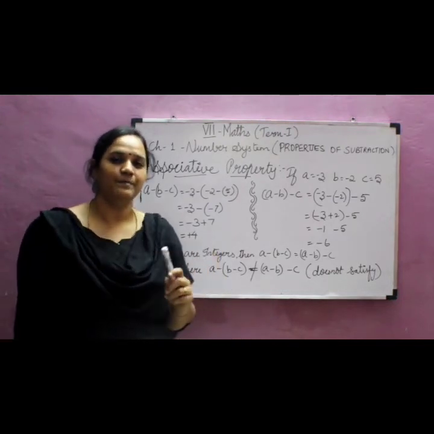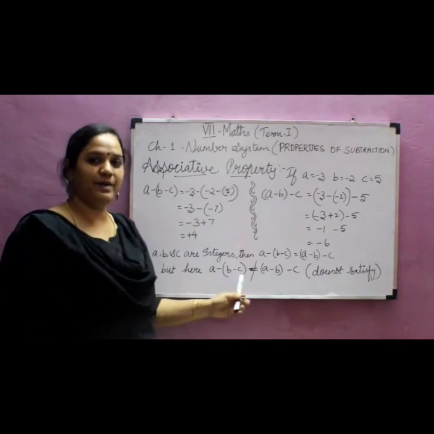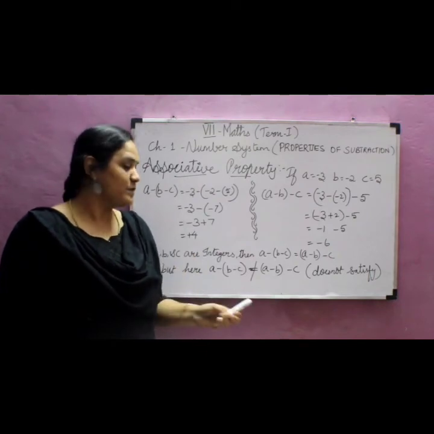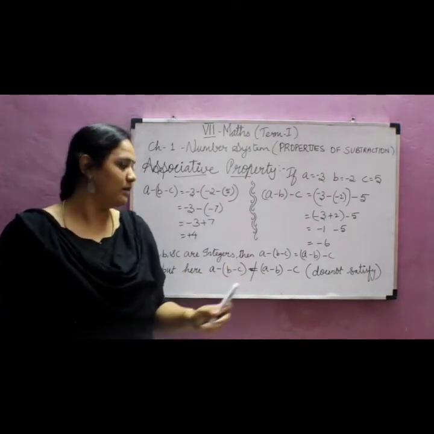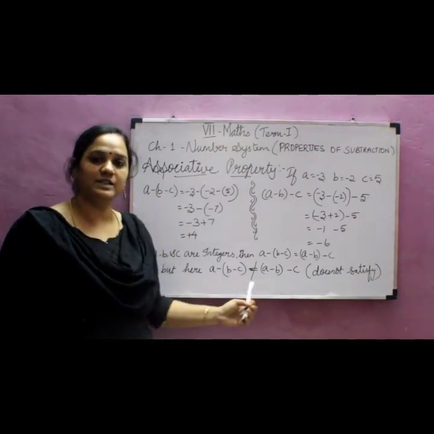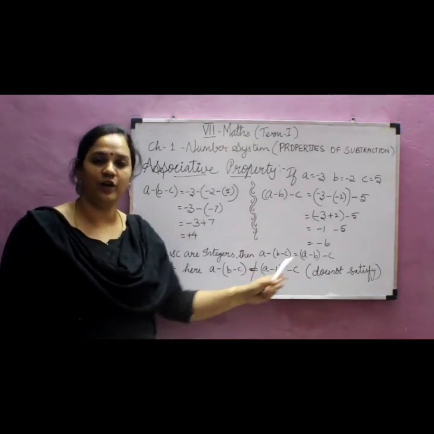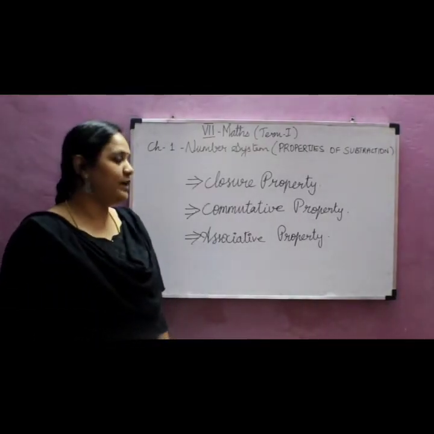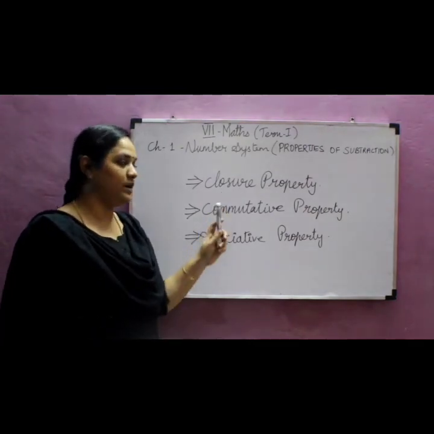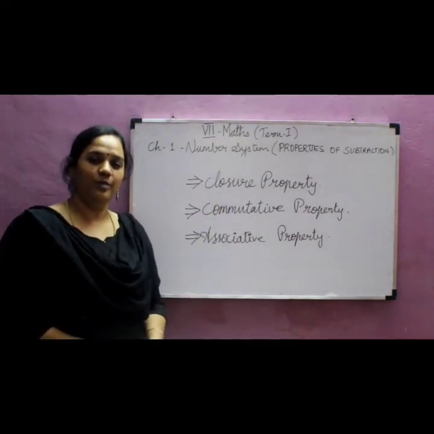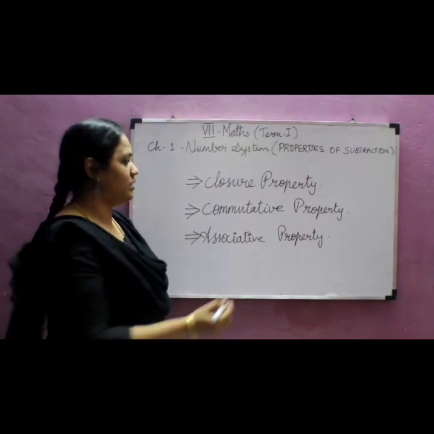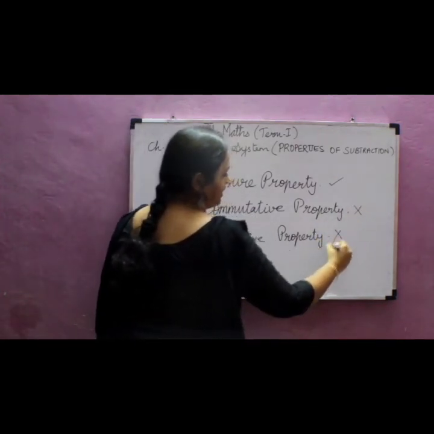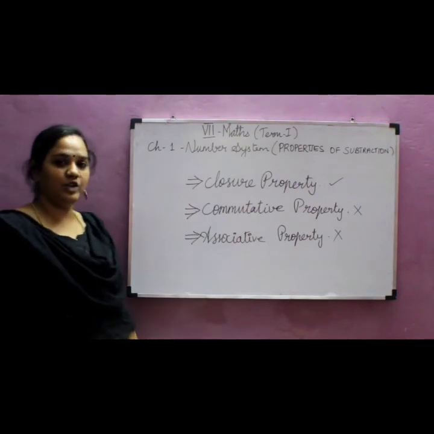We found out in the properties of addition that A plus B plus C is equal to A plus B plus C, in that previous video. So if you want, you can see the video again. Now this property does not hold for subtraction of integers. So in this video, I explained the properties of subtraction, that is closure property, commutative property and then associative property. We came to the conclusion that closure property is satisfied by subtraction of integers, while commutative and associative property do not hold for subtraction of integers.